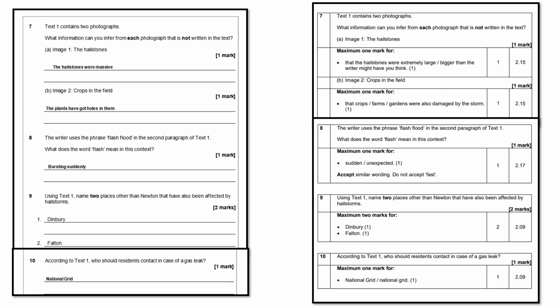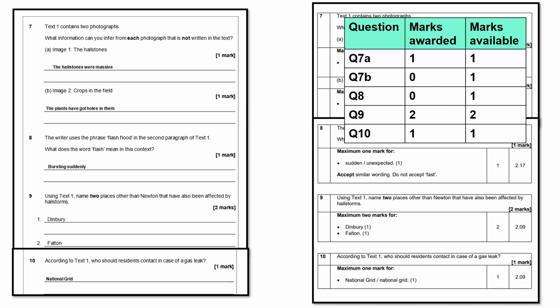So this question is asking learners to infer information from two photographs that is not written in the text. So question 7a would be given 1 mark, as would anything along these lines. Question 7b, this would not be awarded a mark as this is a description and not inference. Examiners will award marks for any valid inference.